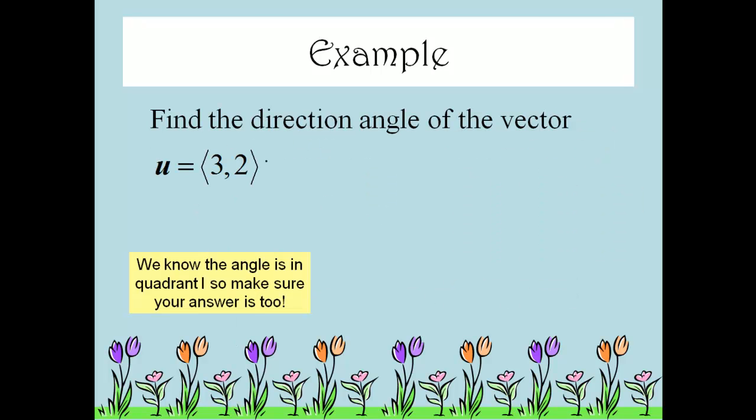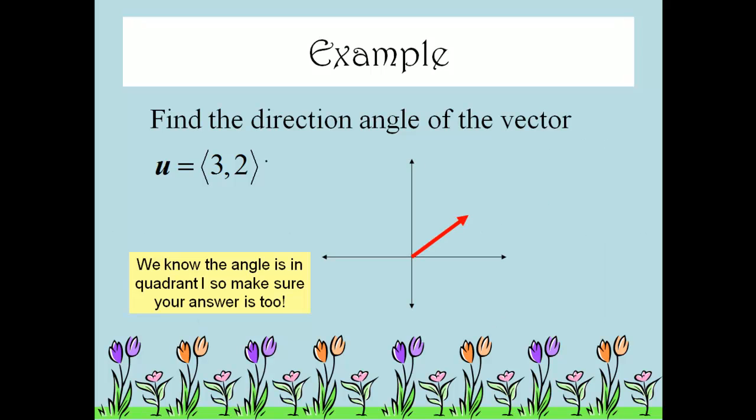So how do we go backwards and take our vector and find the direction angle of that vector? Remember, knowing which quadrant it's in is really important. That's going to help verify our answer. We know that the angle is going to be in quadrant 1 because we've got a positive value of our horizontal and vertical component. So make sure that the angle that you finally get in your answer should also be in quadrant 1.